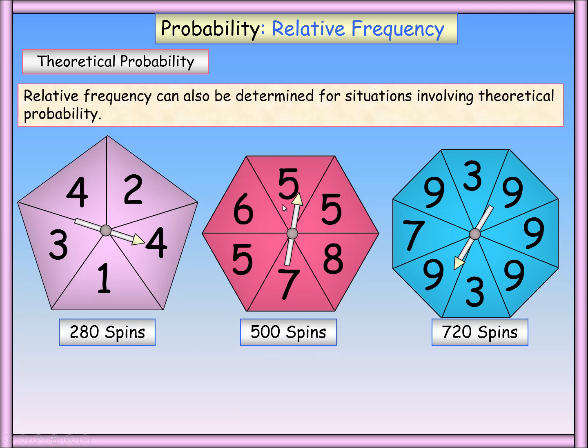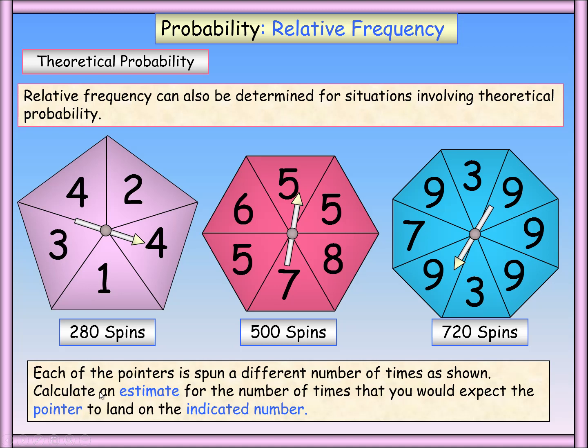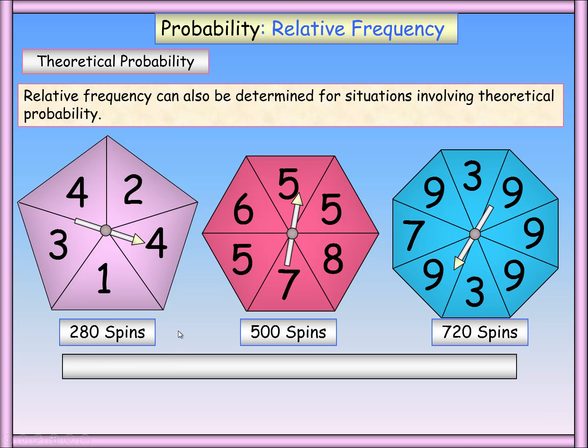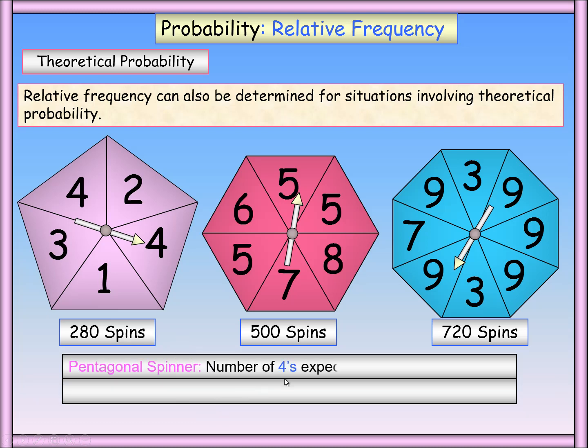So using those probabilities then, we're going to determine, first one is 280 spins, 500 spins, 720 spins. It wants us to estimate the number of times you expect the pointer to land on the indicated number. So the number of times that the pointer would land on a 4, you know the probability of getting a 4 is 2 out of 5. So the 2 out of 5 times 280, you can use your calculator. And that should give you 112.